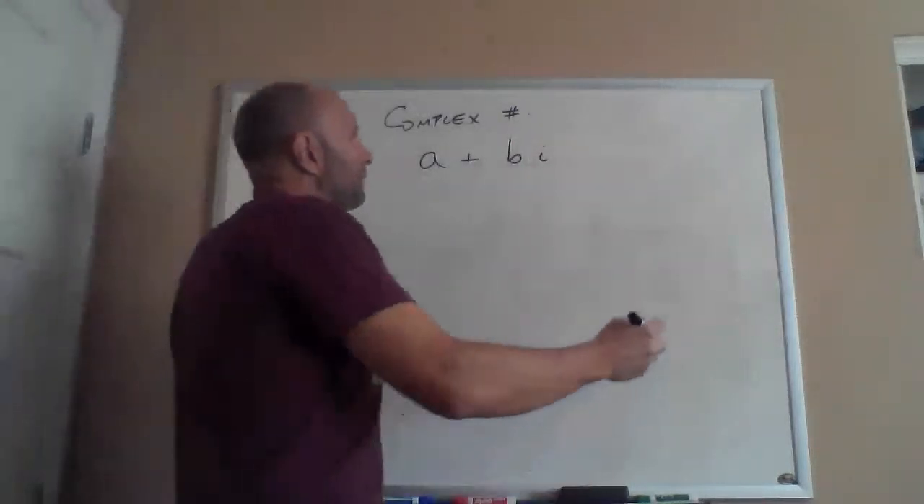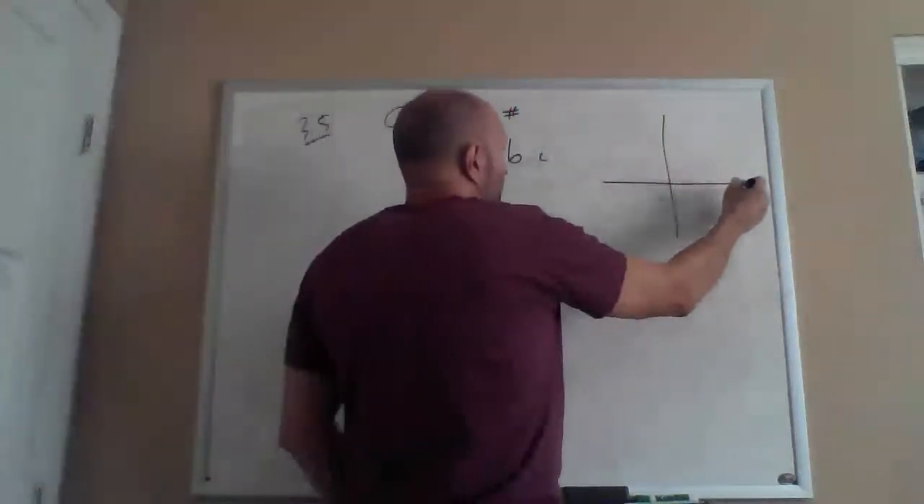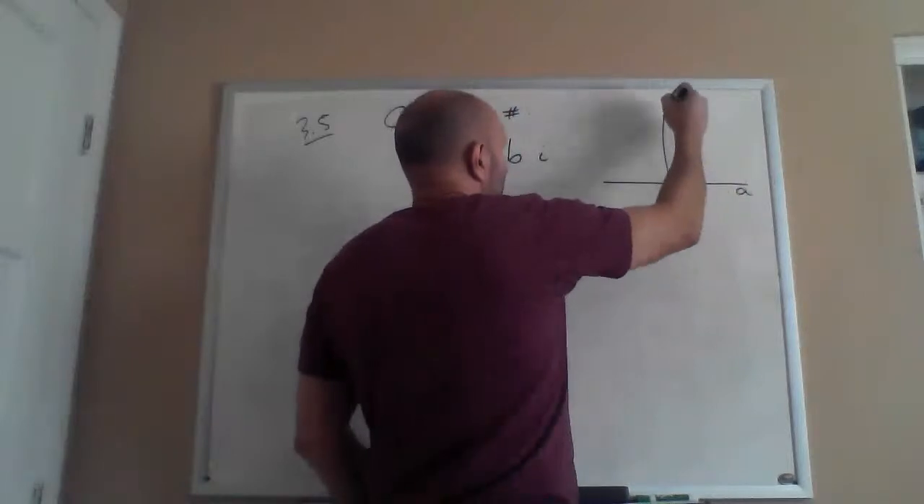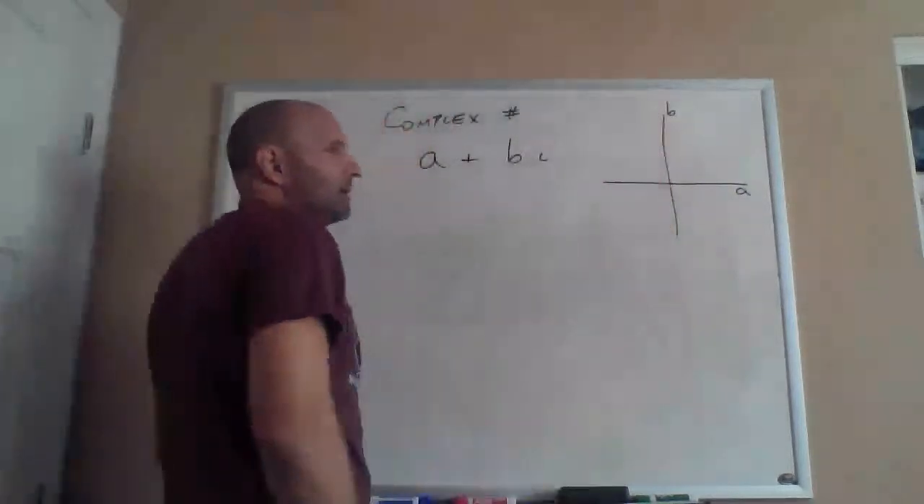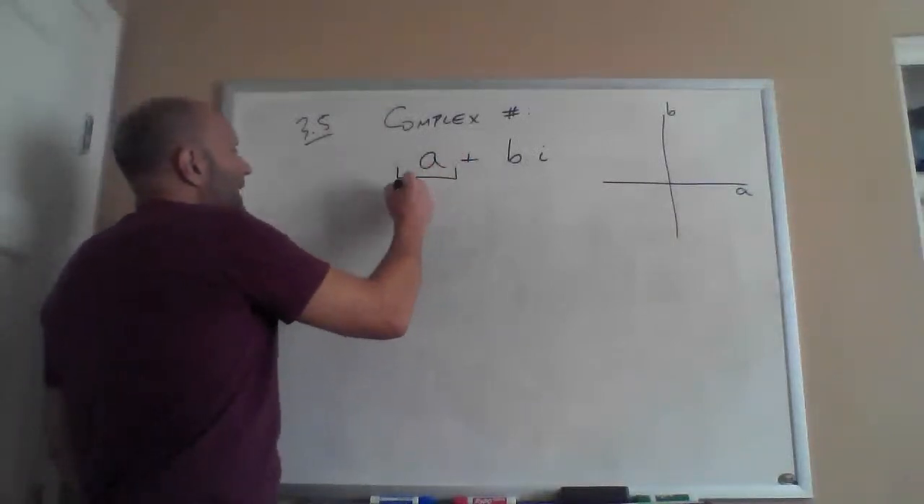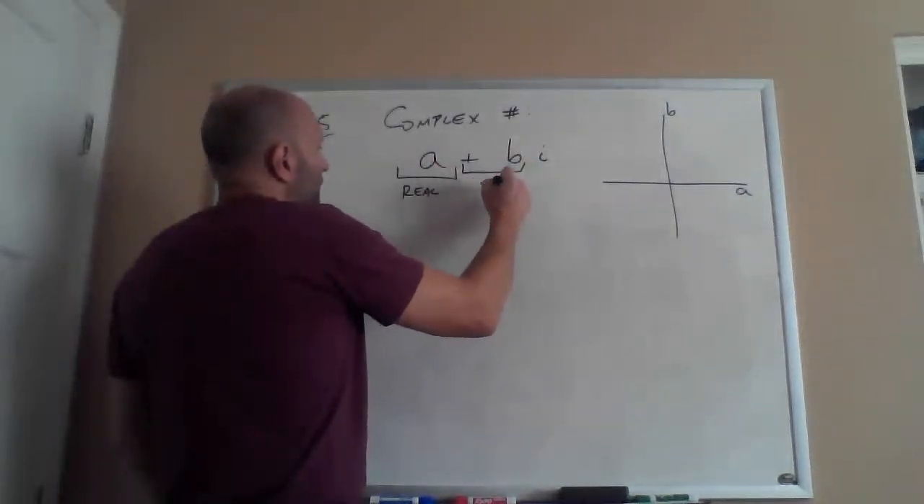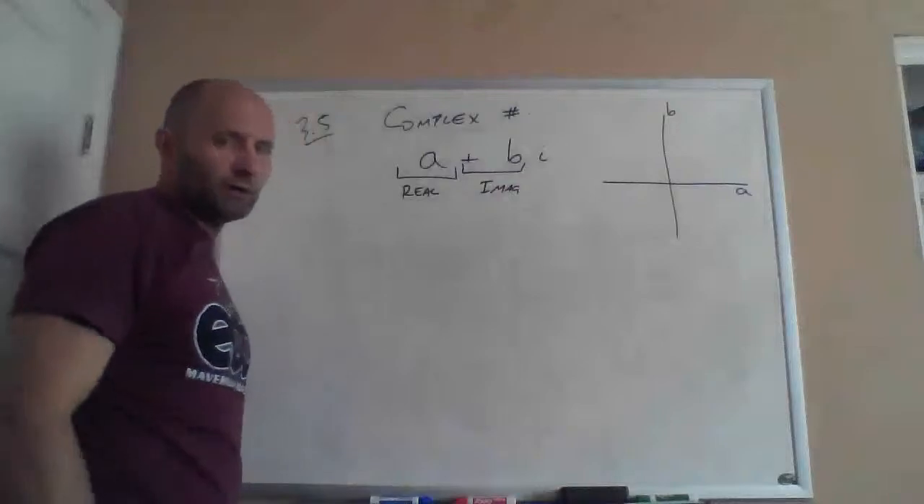If I was to graph this, it graphs like X and Y, but instead the A is now my X-axis and the B is the vertical axis. And so the A is my real part. So part of the answer is real, and then part of the answer is imaginary.